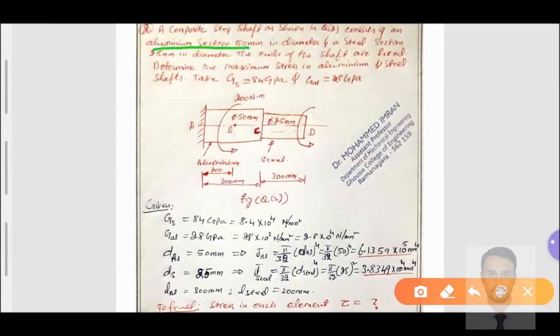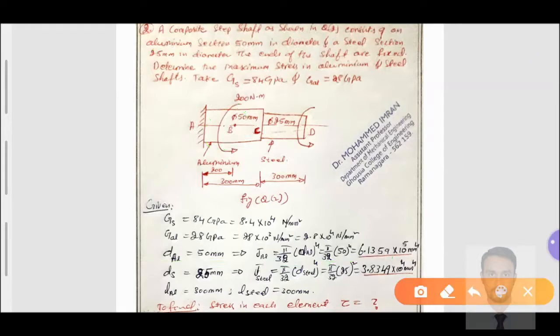Diameter of the aluminium is 50 mm. Polar moment of inertia for the aluminium, J_AL, is pi by 32 D_AL to the power 4, where D_AL is the diameter of the aluminium section. That is 50 to the power 4, which equals 61359 into 10 to the power of 5 millimeter to the power 4.